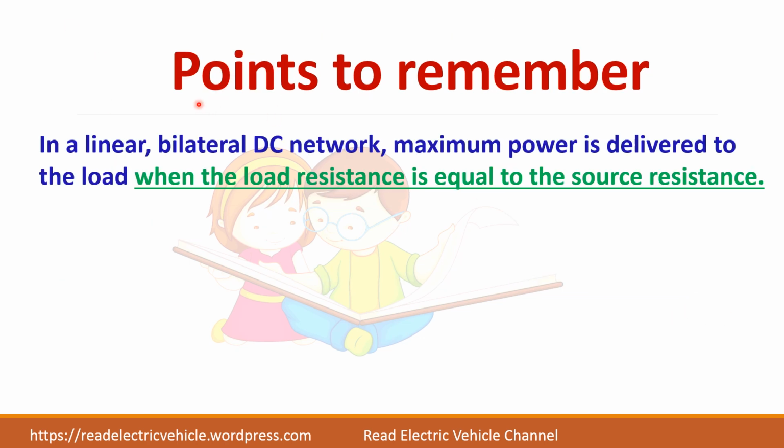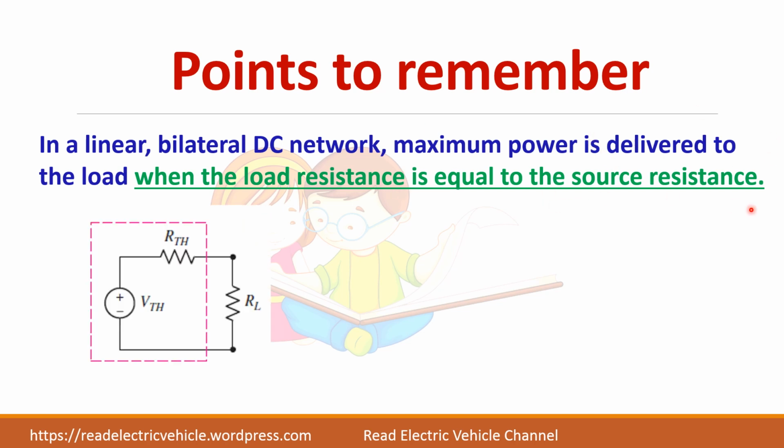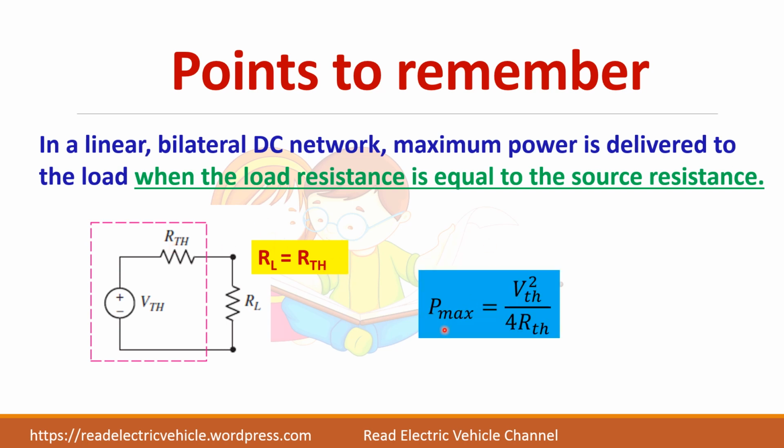So the points to remember here are: in a linear bilateral DC network, maximum power will be delivered to the load when the load resistance is equal to the source resistance. In case of a Thevenin circuit, RL will be equal to RThevenin for maximum power transfer. And the formula for maximum power is VTH square divided by 4 RTH.